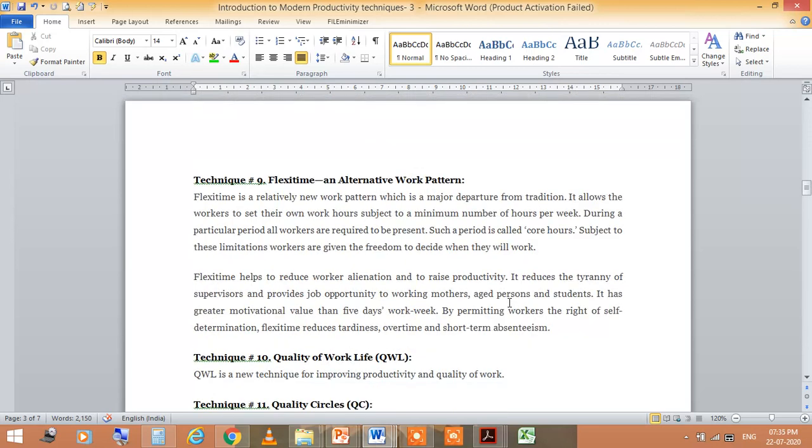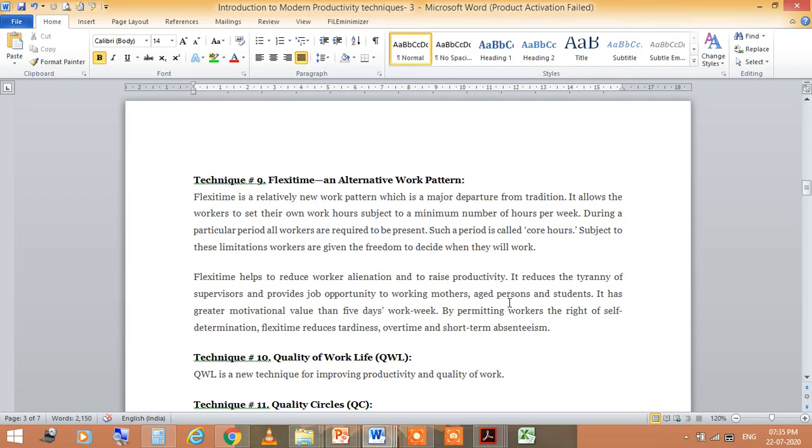Now another is flex time. This is an alternative work pattern. Flex time is a relatively new work pattern which is a major departure from tradition. It allows the workers to set their own work hours subject to a minimum number of hours per week. During a particular period workers are required to be present; such a period is called core hours. Subject to these limitations, workers are given the freedom to decide when they will work.